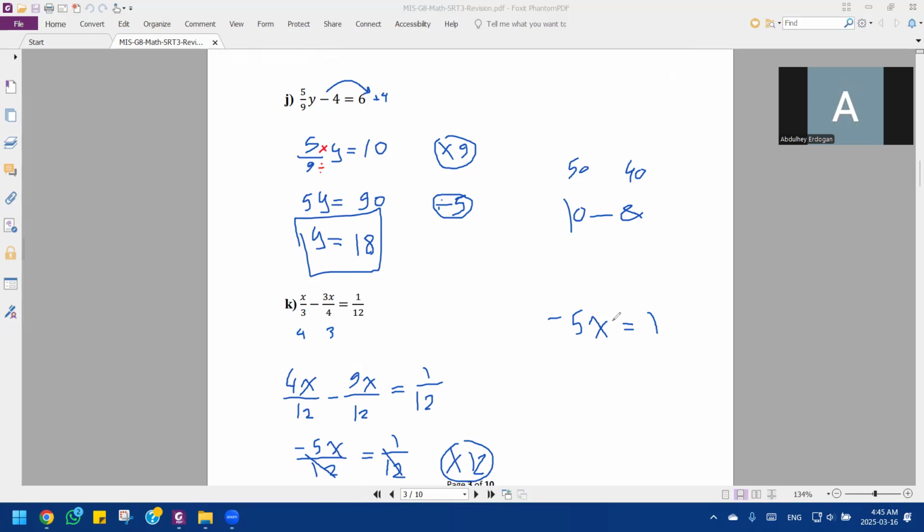Okay, now I need to remove not 5, I need to remove minus 5. So I divide by minus 5. So x is equal to 1 over 5, which is minus. So minus, we put it out, or minus 1, whatever. So minus 1 over 5. This is the value of x.